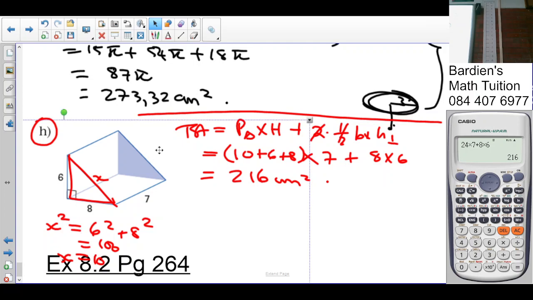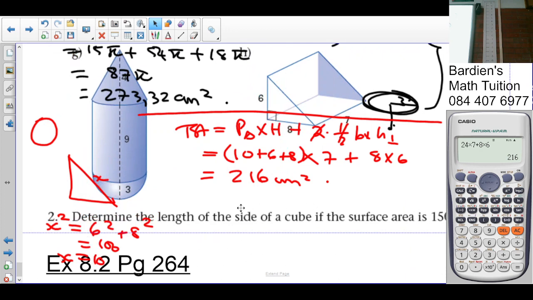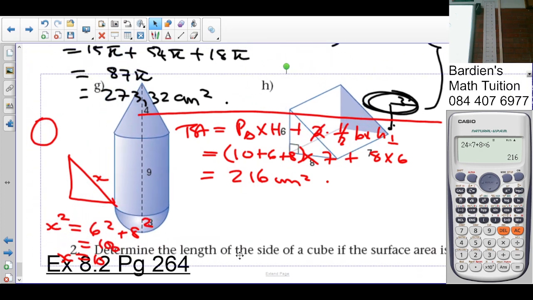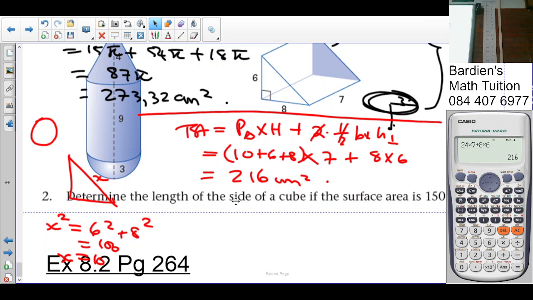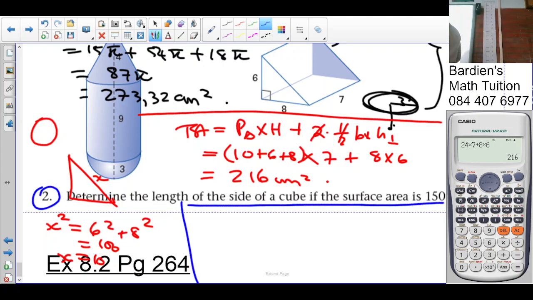Then I think there was one question dealing with determining the length of the sides of the cube if the surface area is, number 2, 150. Now a cube has 6 equal faces, not so? So the surface area is going to be 6 times side squared. Okay, if you didn't know that, you go perimeter of base times height plus twice area of base.